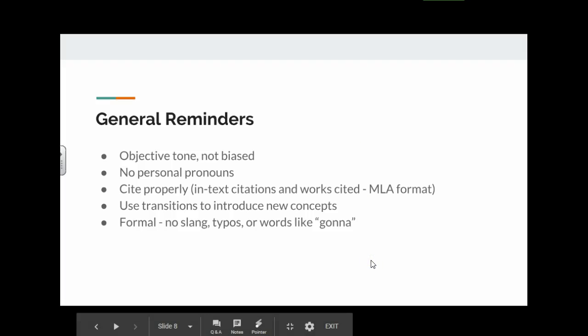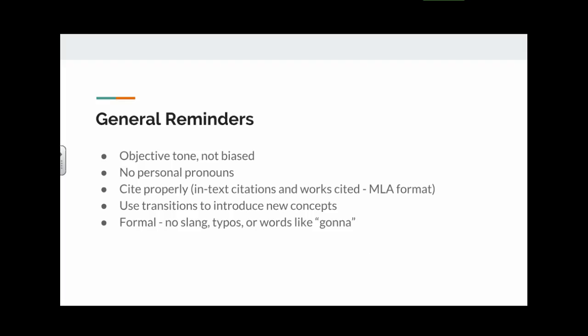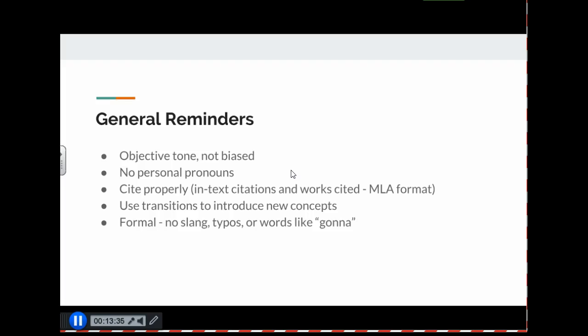Okay. General reminders. These will be on your rubric. Objective tone, not biased. What does that mean? What's an objective tone? Here, instead of having something personal like my laptop, it is the laptop. That's objective. That's more objective than personal.